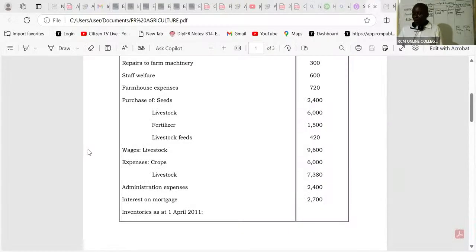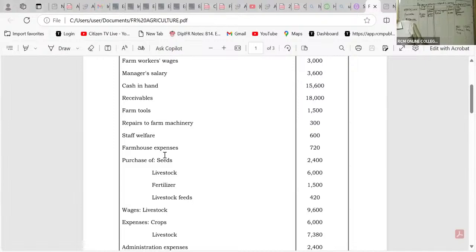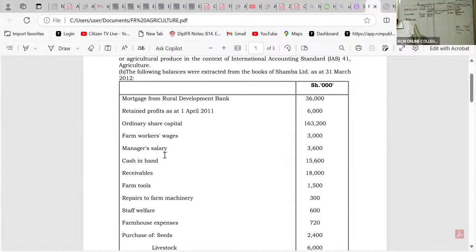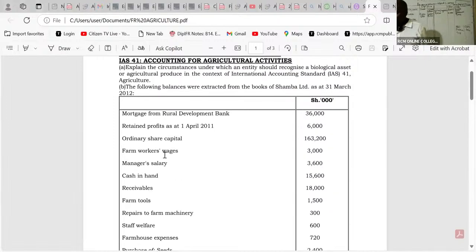The very best way that I normally tell my students to know which expenses are very specific is to simply run through your trial balance first. For example, these farm workers' wages, you see 3,000. Given for what? All the biological assets. So this 3,000, you can't book it here.